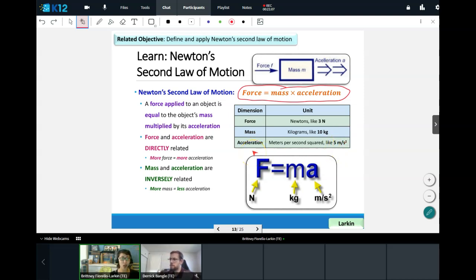Now, taking a look here, what we just saw is that force and acceleration are directly related. The more force you apply to something, the more it's going to accelerate. Think about this, all right?